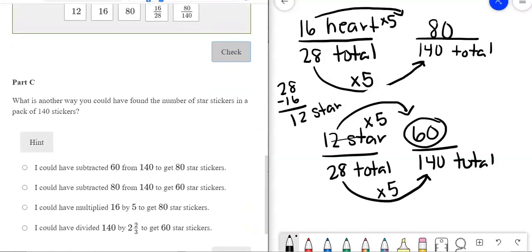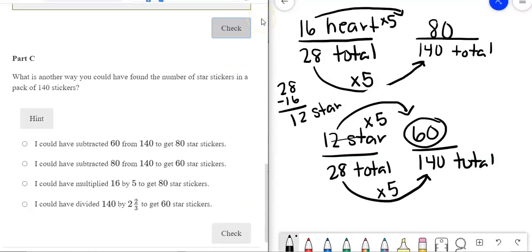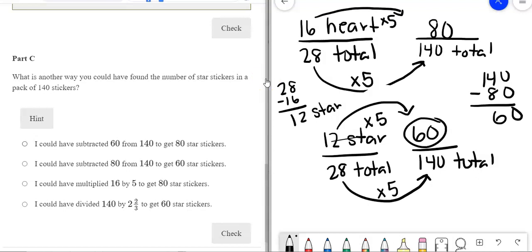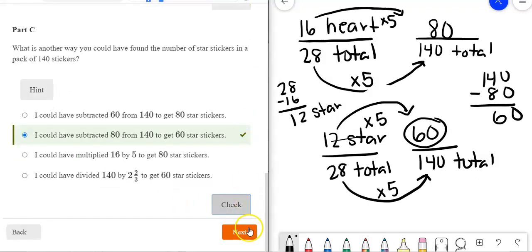Okay, part C. What is another way you could have found the number of star stickers in a pack of 140? We could have just taken 140 right here and subtracted 80, and we would have gotten 60. So we could have subtracted 80 from 140 and got 60 right there.